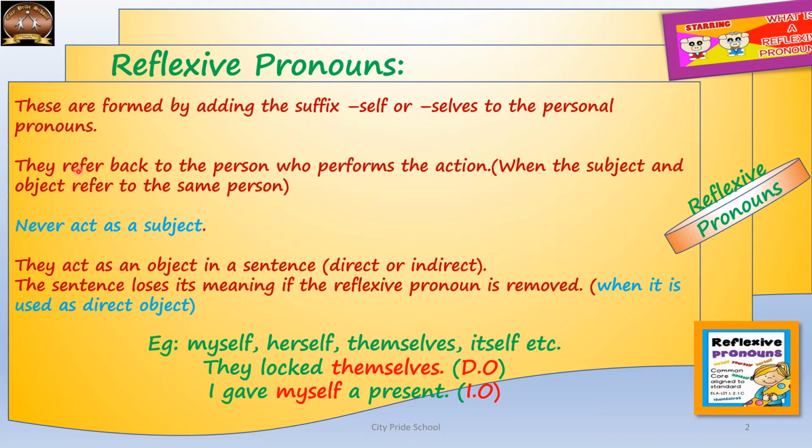Now, reflexive pronouns refer back to the person who performs the action. And this happens in a sentence when the doer of the action and receiver of the action is the same. Or in other words, when the subject and object refer to the same person.